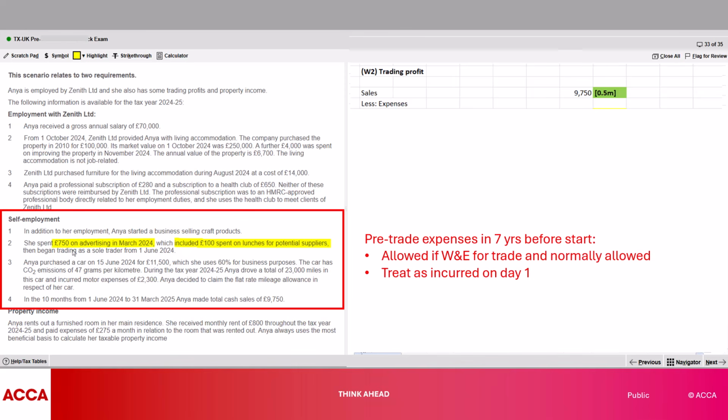Advertising is usually going to be fine, but that includes £100 spent on lunches for potential suppliers. And unfortunately, that looks a bit like client entertaining. The only type of entertaining that's allowed is staff entertaining. It's not that. And so we've got a split here. The advertising is okay, that can be deducted, but the entertainment is not. Not very obvious, so we've got half each for those.